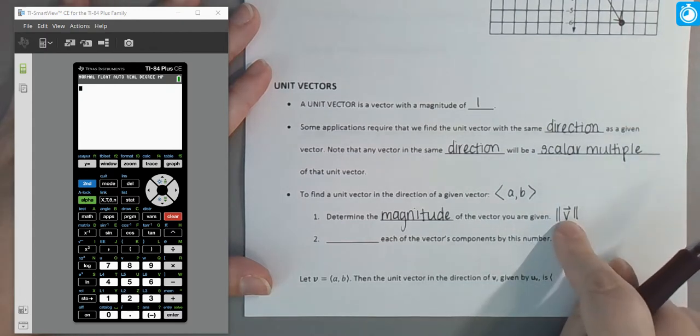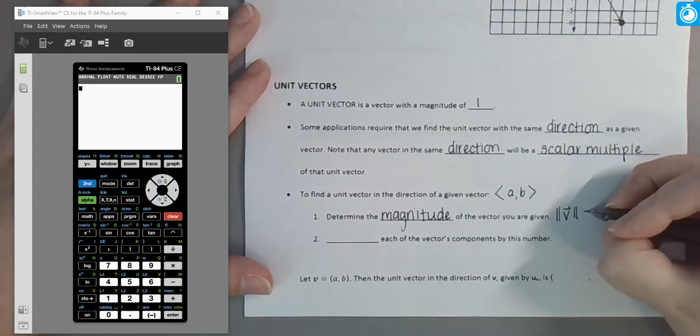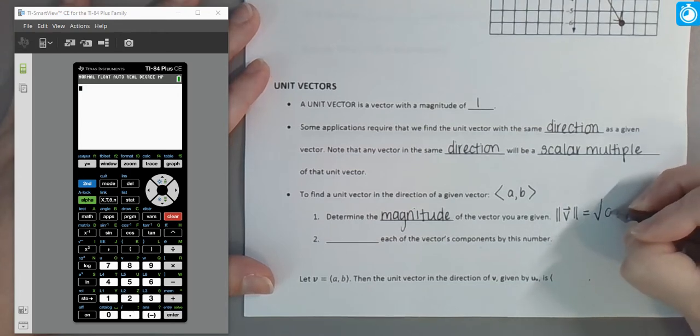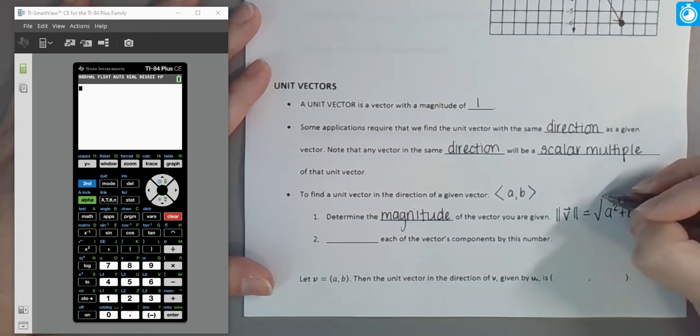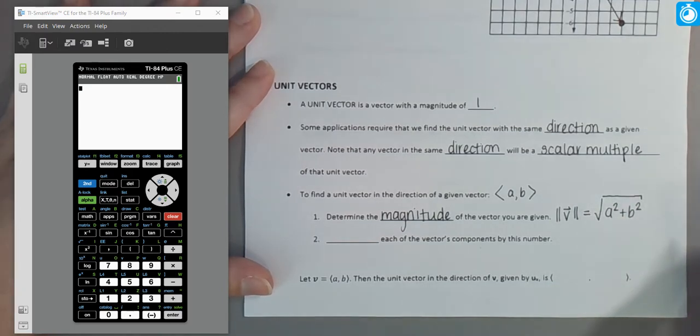The magnitude, or the length, of the vector is going to be the square root of a squared plus b squared. So keep in mind, this is going to be a positive number. We take a square root, we have a positive output. Magnitude, length, distance, always going to be positive numbers. So that's going to be the length of the actual vector.